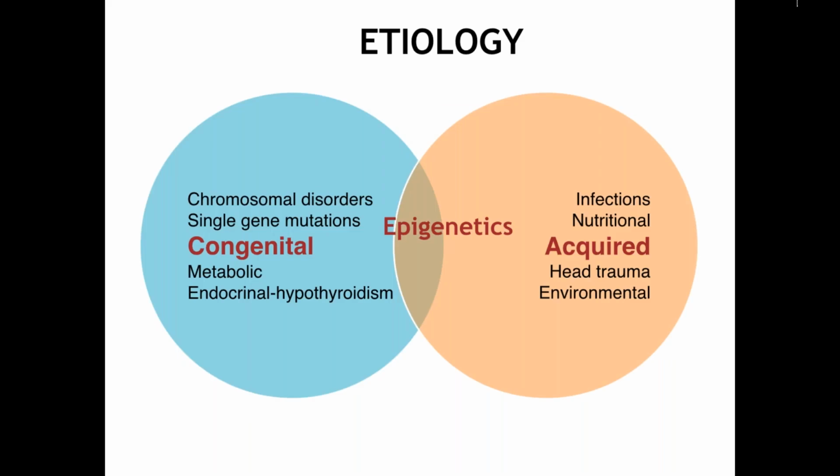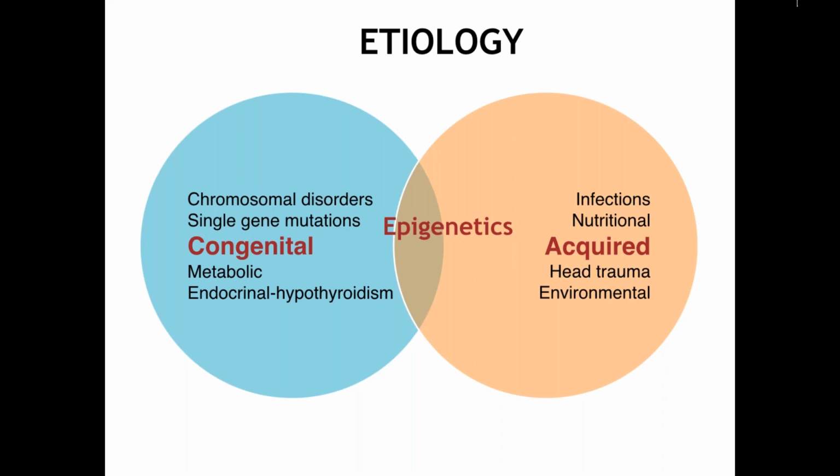Now, coming to etiology, because it is a neurodevelopmental disorder, again, you have a group of congenital causes or antenatal causes, and then you have acquired causes, which also includes epigenetics. So under genetic causes, you have chromosomal disorders, single gene mutations, which are now the predominant cause for intellectual disability or GDD. Apart from this, you have metabolic disorders, and you can also have congenital hypothyroidism as a cause for GDD or ID.